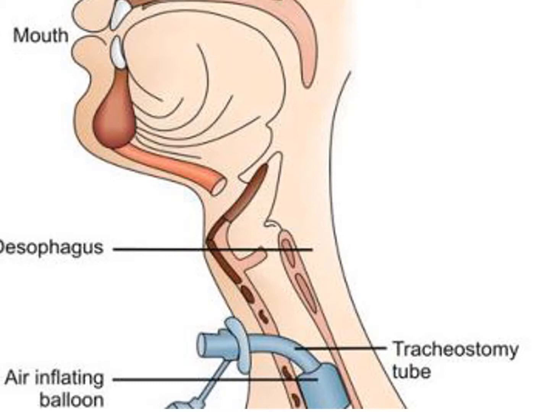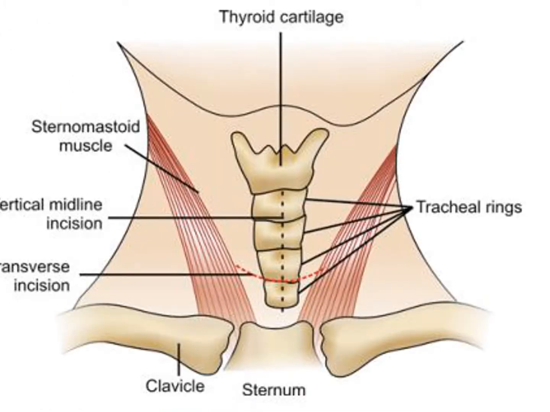Technique of tracheostomy. Neck of the patient is hyperextended by placing sandbags under the shoulder. Vertical, midline, or horizontal incision is made. Deep fascia is opened. Strap muscles are retracted laterally.